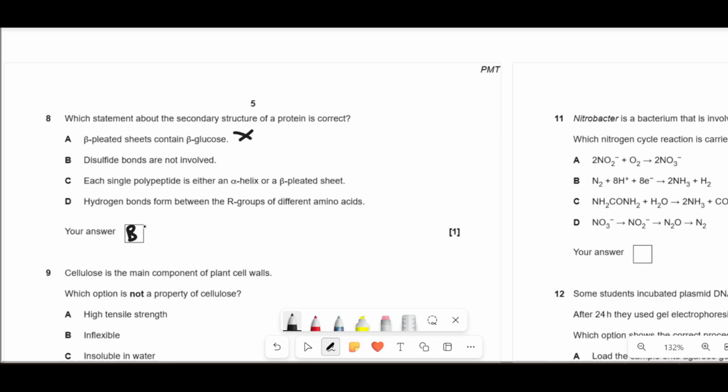They're not here yet. That tends to be the tertiary structure. And then each single polypeptide is either an alpha helix or a beta pleated sheet. That's not correct because it doesn't have to be exclusively one or the other. And then it says hydrogen bonds formed between the R groups of different amino acids. That's also incorrect because in the secondary structure of a protein, the variable groups are not involved at this stage. That's a tertiary thing. So it's got to be B.